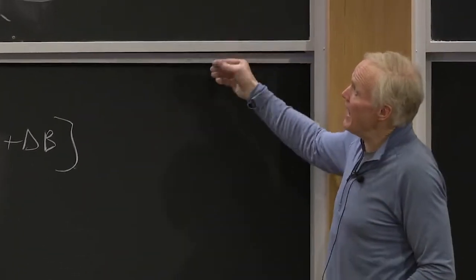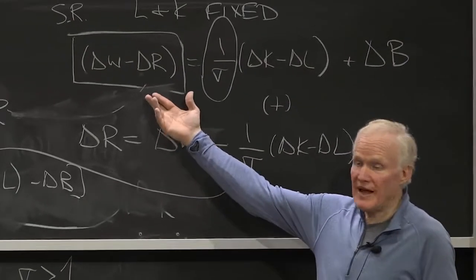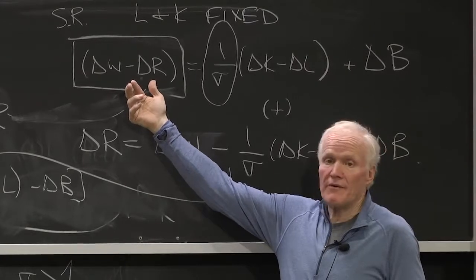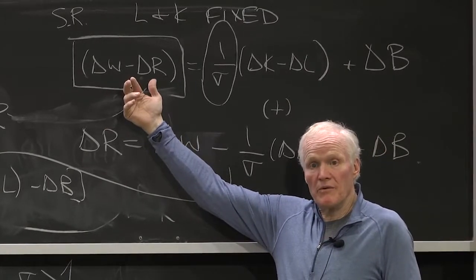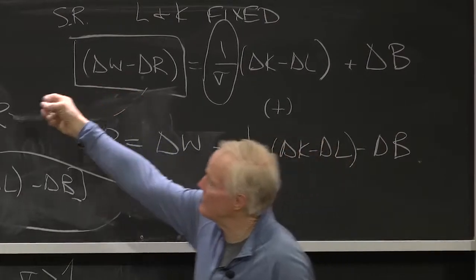Well, what's going to have to happen in the long run? In other words, I've got to drive delta R down back to 0, and I've got to increase delta W. Right? That's what happens. So go back to this equation.